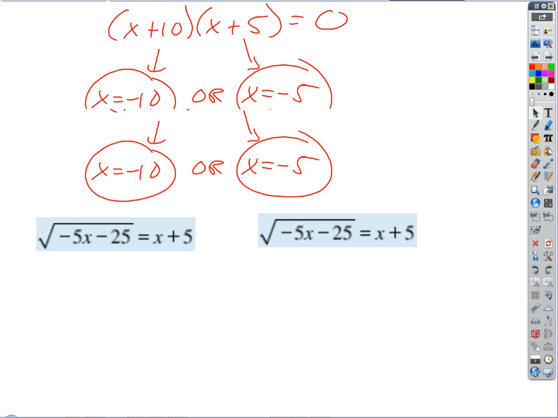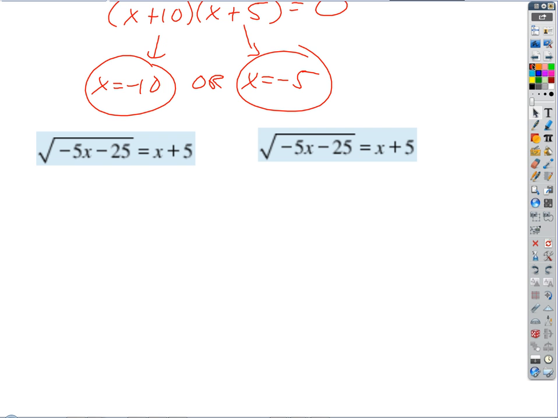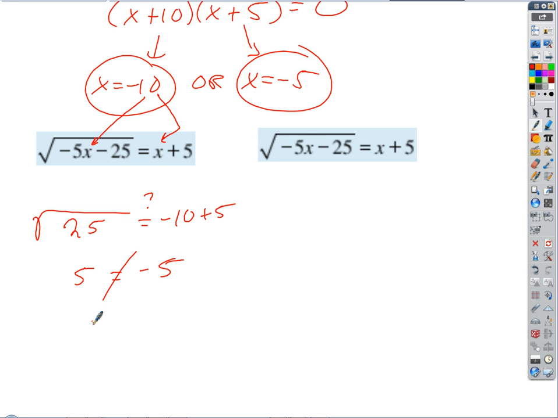Okay, so let's try these then. If we try negative 10, see if it works. If I plug negative 10 in, I'm going to get the square root of 50 minus 25. Negative 5 times negative 10 is 50, right? Minus 25, square root of 25. Is that equal to negative 10 plus 5? We get 5 equals negative 5, not true. That one doesn't work.